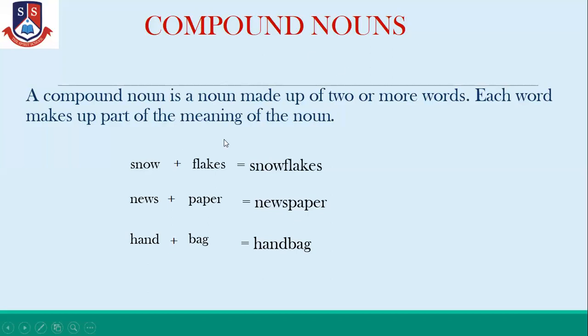Let's recall this. A compound noun is made up of two or more words. Here we have written two words, snow and flakes, and when we join them together, it gives a compound noun that is snowflakes. And the new word that has been formed after joining these two different words is itself a meaningful word giving proper meaning, right? And the word that we have got after this combination is called a compound noun.